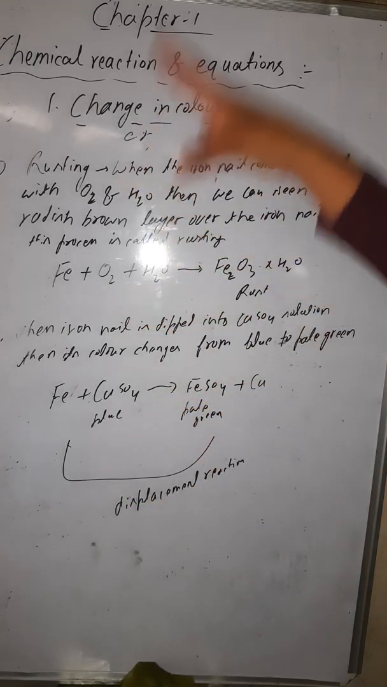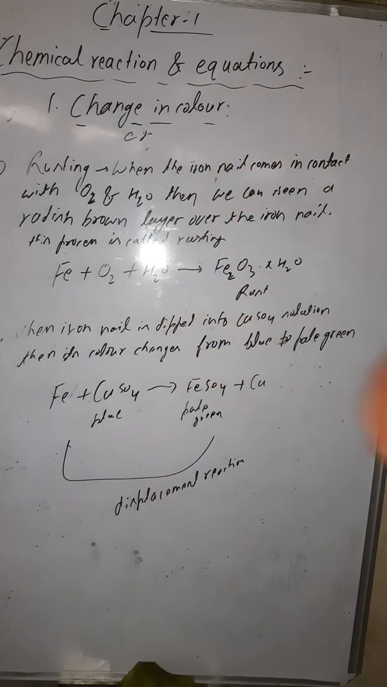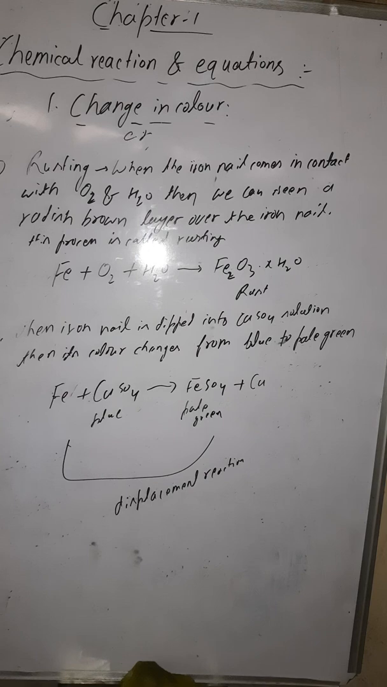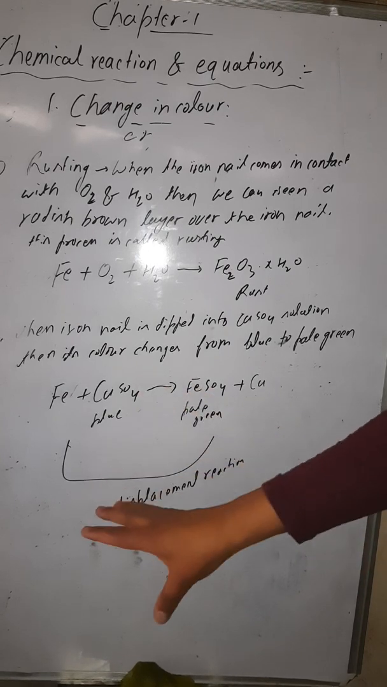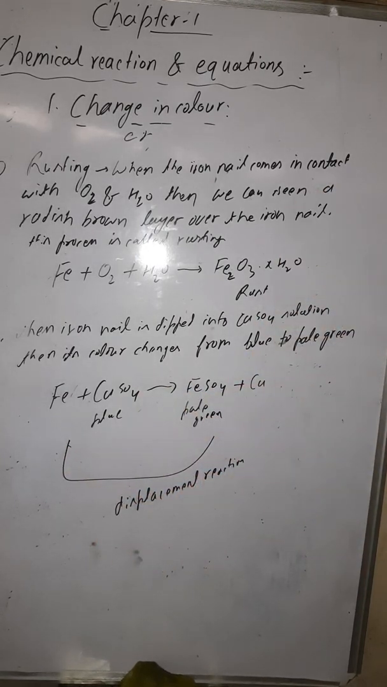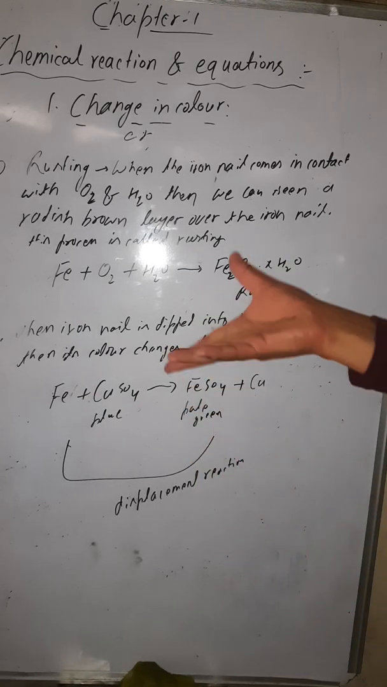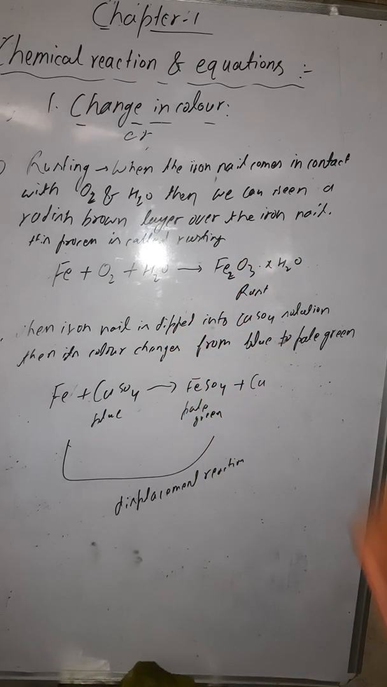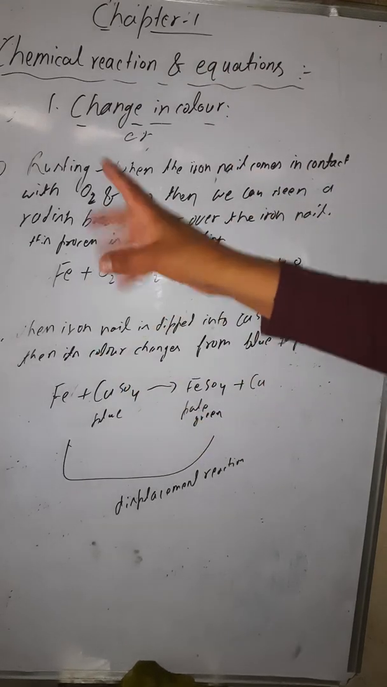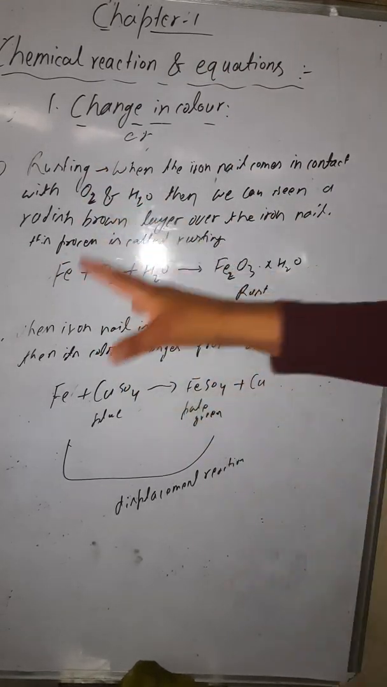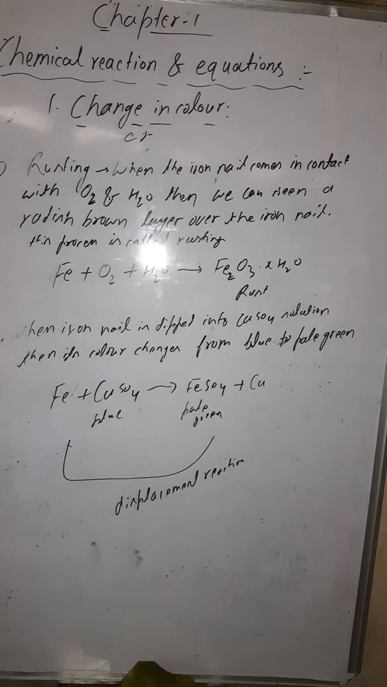In detail we will talk about the types of reaction some lectures ahead. But right now you can see this is an example of a displacement reaction. Are you getting this? So these two chemical reactions show that a change in color is taking place, and this is an example of a chemical reaction. Are you getting this? Very good.